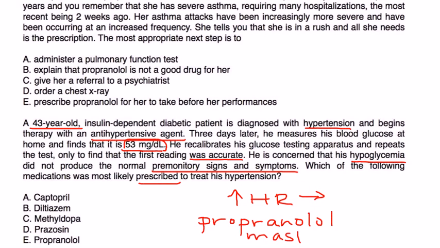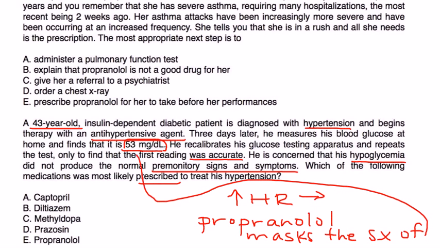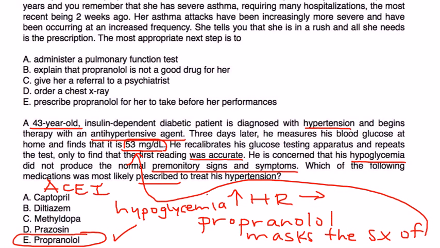So essentially what this does is it masks the symptoms of the hypoglycemia. And that's dangerous because those symptoms are needed for the patient to be aware that he is indeed in a state of hypoglycemia. So propranolol is contraindicated, and that's probably what was used to treat his blood pressure. So he definitely needs to be taken off the propranolol and be given some other medication, such as an ACE inhibitor, such as captopril, if you were to give a new medication.